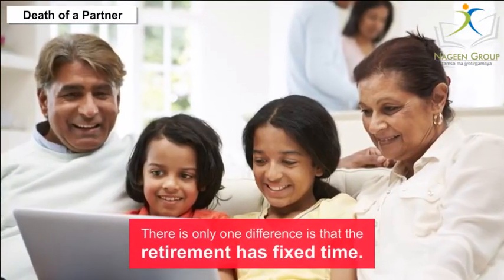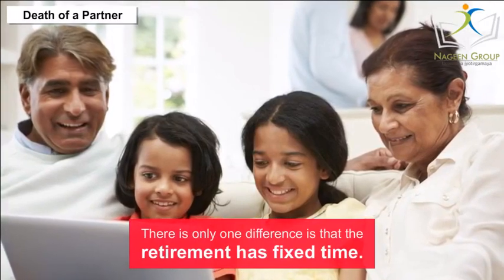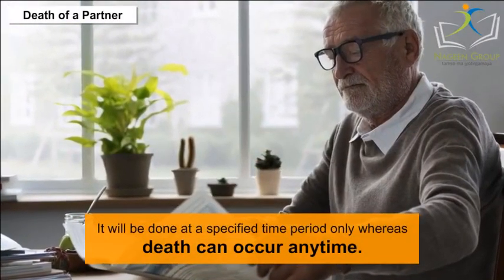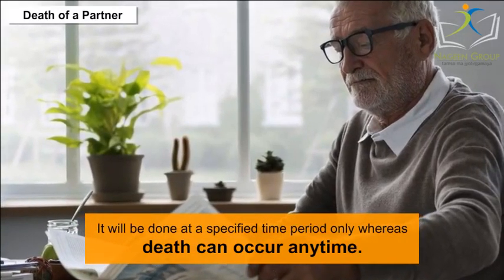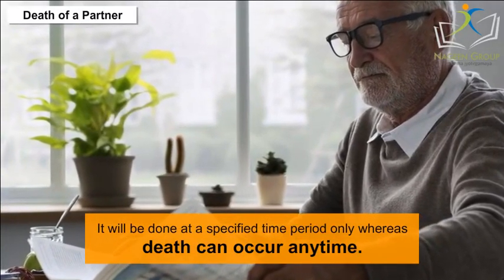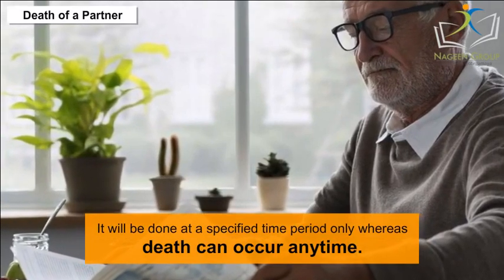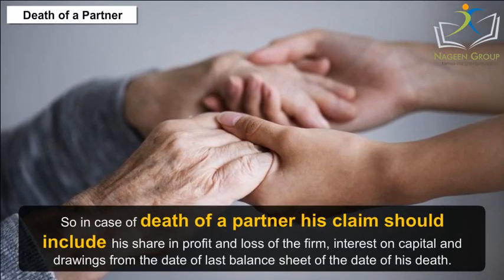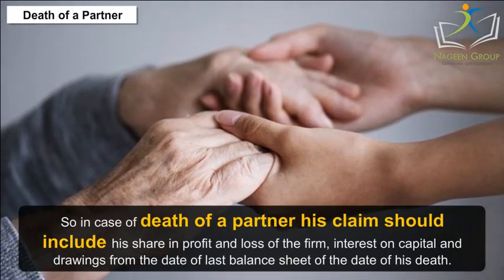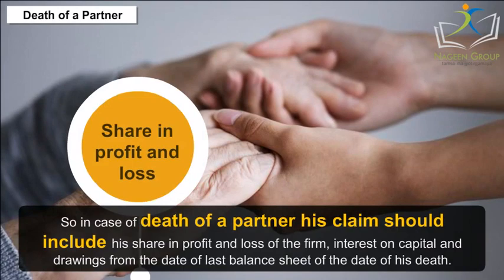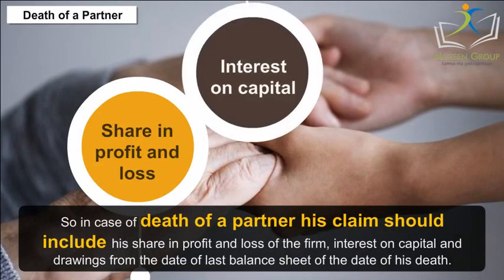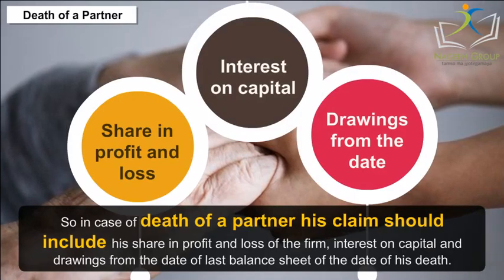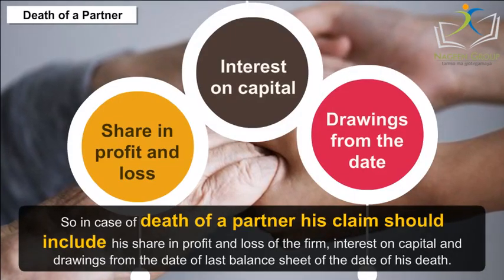There is only one difference: retirement has a fixed time. It will be done at a specified time period only, whereas death can occur any time. There is no fixed time for this. So, in the case of death of a partner, his claim should include his share in profit and loss of the firm, interest on capital and drawings from the date of the last balance sheet to the date of his death.